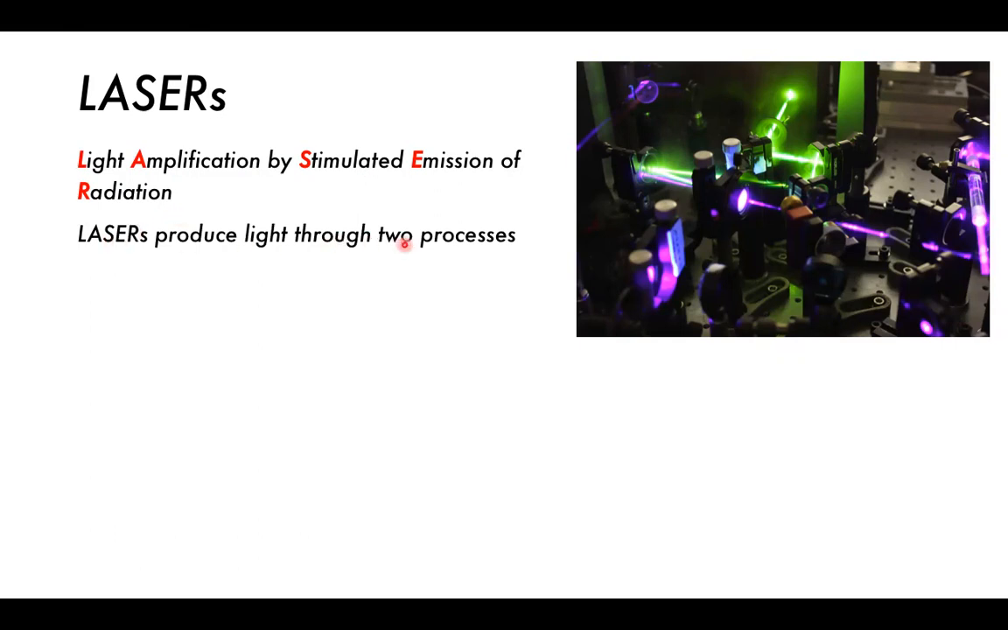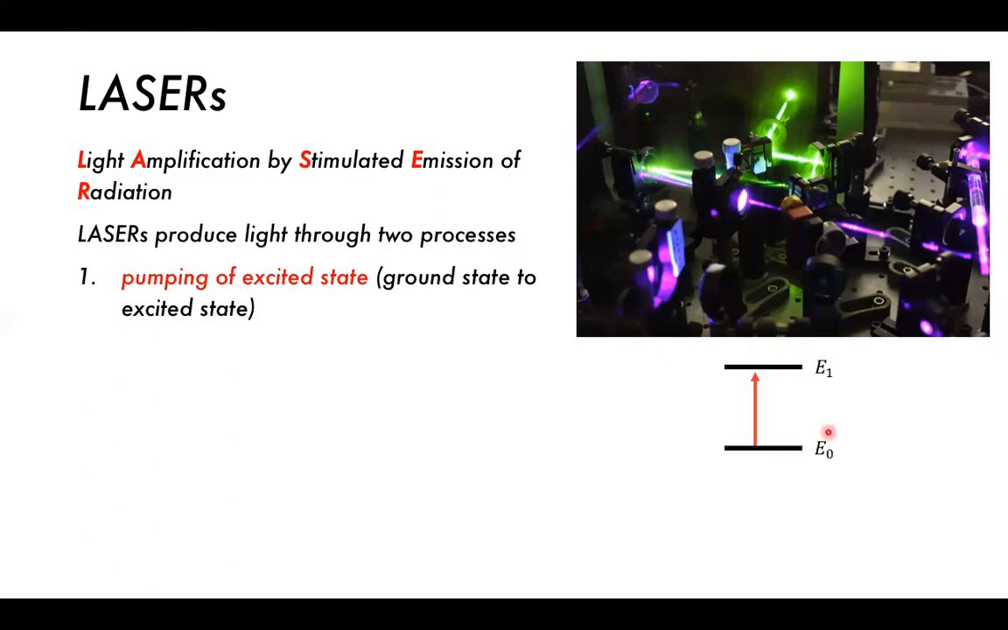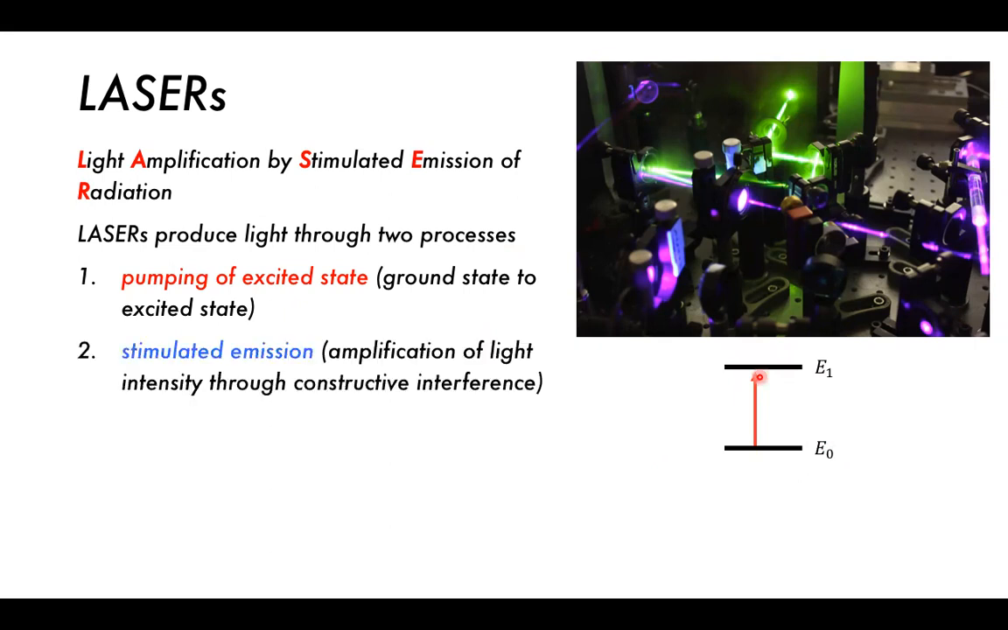So lasers produce light through two processes. One is what's called the pumping of an excited state. Basically, that just means that we're exciting a lot of electrons from the ground state to the excited state. So you remember this. A lot of electrons go from the ground state to the excited state. Pumping just basically means that we're filling it up. We're increasing the population of this excited state. It's just a fancy way of saying it. And then the other one is what's called stimulated emission. So that's the SE part of lasers, stimulated emission. Basically, this is the amplification of the light intensity through constructive interference.